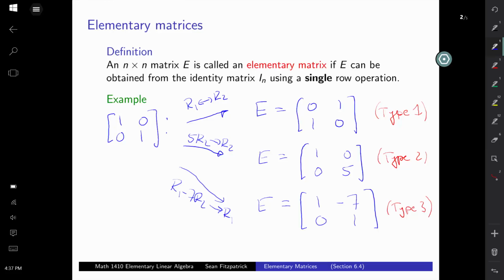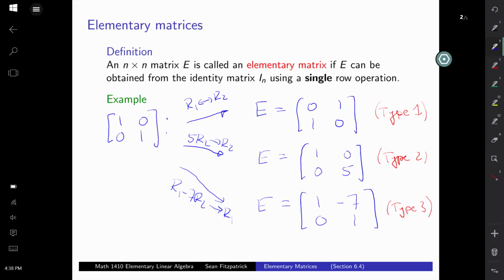A type 2 elementary matrix is one where it's almost the identity matrix, but one of those ones along the diagonal is equal to some other number. And a type 3 elementary matrix is one where you've got your identity matrix with 1s down the diagonal, and one of those things that's usually a 0 has some other value. So that 0 in the top right-hand corner in this case became a minus 7.